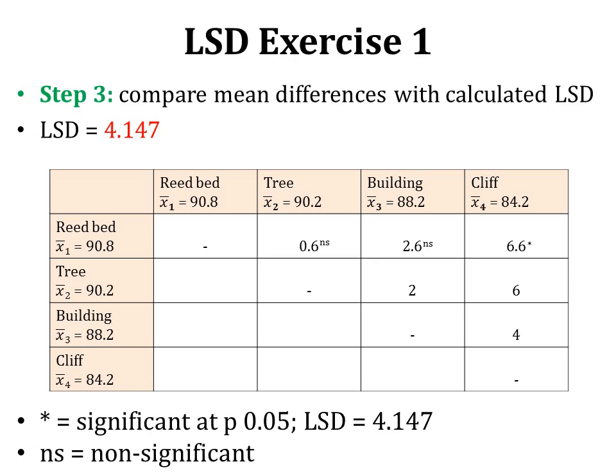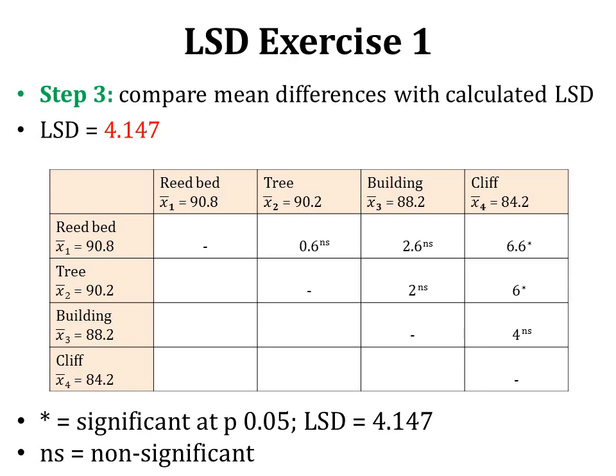Then the next pair is the tree and building, and the difference between their mean values is 2. And this difference is less than LSD. So we are going to write NS, which means non-significant. Then what about the next pair? This is 6. This is the difference between mean values of tree and cliff, and this difference is greater than LSD, so we are going to place an asterisk here, which means it is significant. And then we have building and cliff pair, and the difference between their means is 4, and this is less than LSD. So therefore, we are going to say that this difference is non-significant, right?